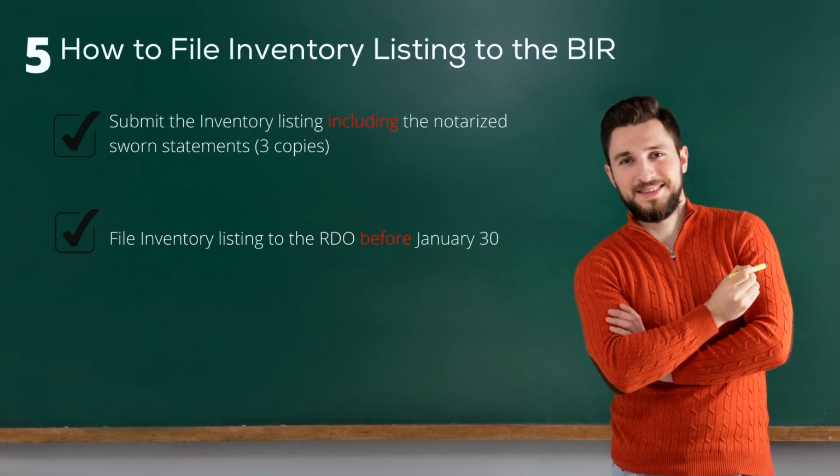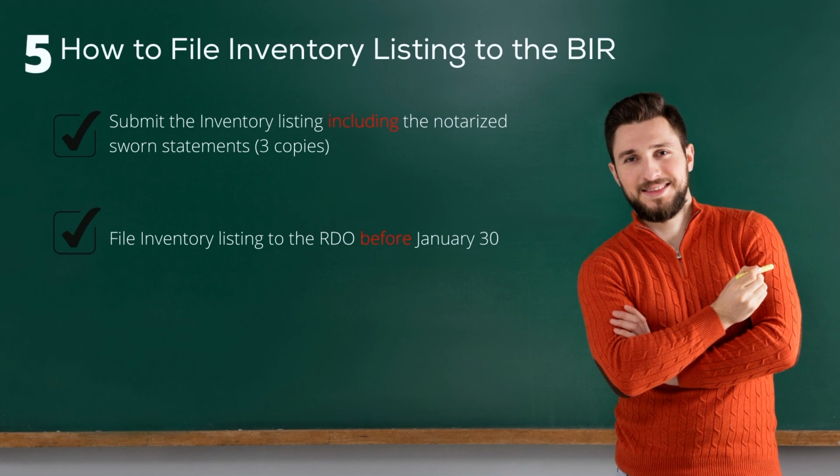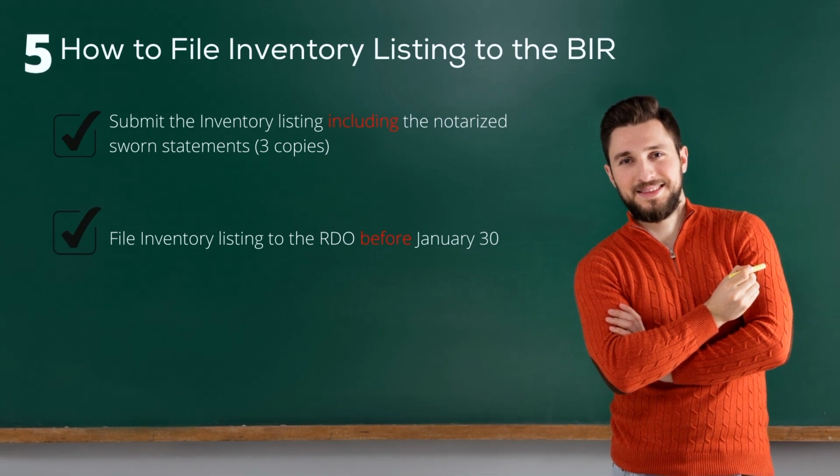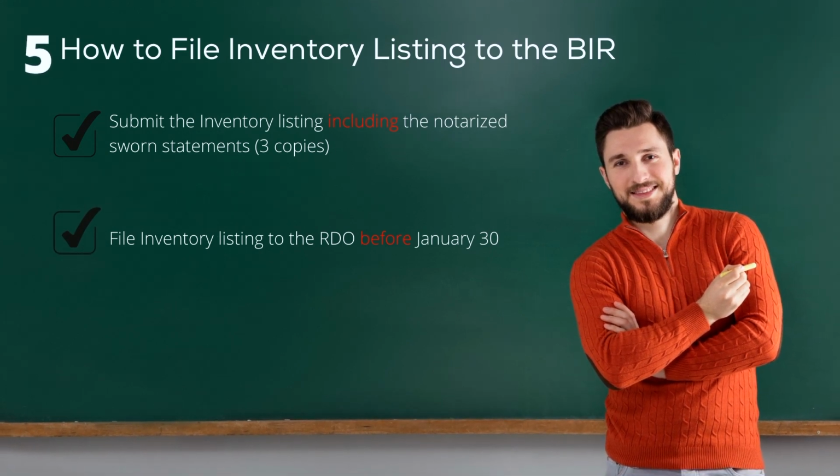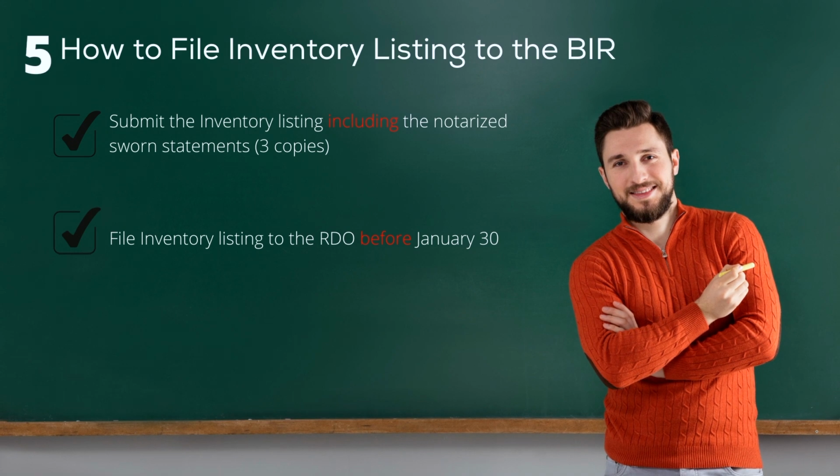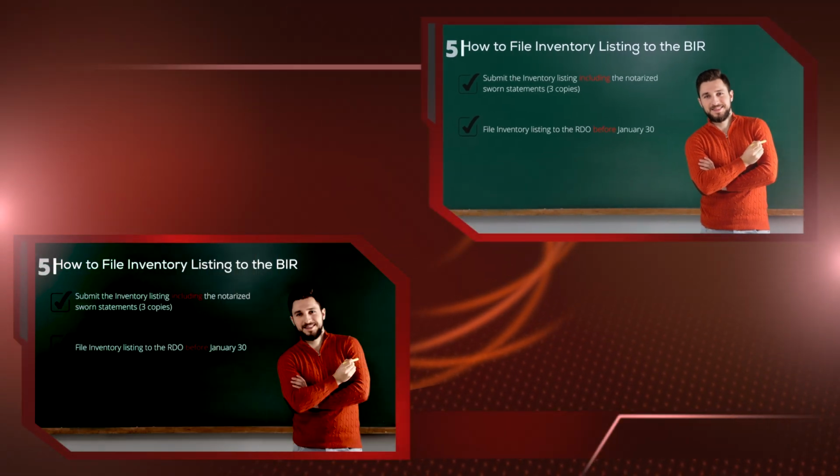Fifth, how to file inventory listing. The BIR requires to submit the inventory listing, together with the notarized sworn statements within 30 days after the end of the taxable year. Don't forget to bring the hard copy and soft copy of the inventory listing and the notarized sworn statements in 3 copies.